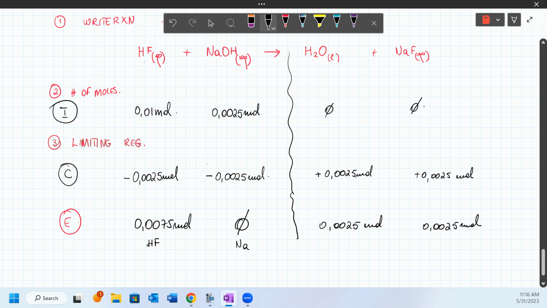So now, this is what we have for the weak acid. This is what we have for the strong base. This is what we have for water, which doesn't affect the pH at all. And this is what we have for NaF in aqueous solution, which is never as NaF, but always as Na plus and F minus.